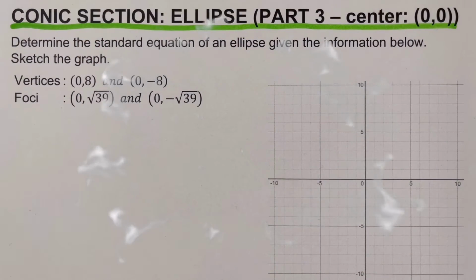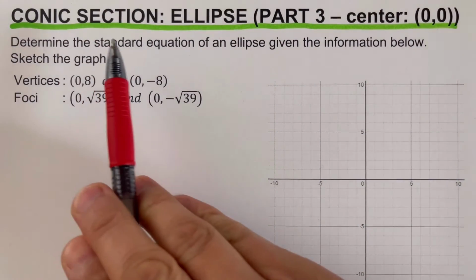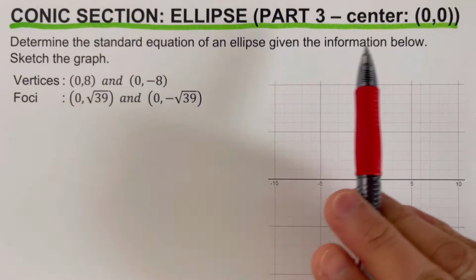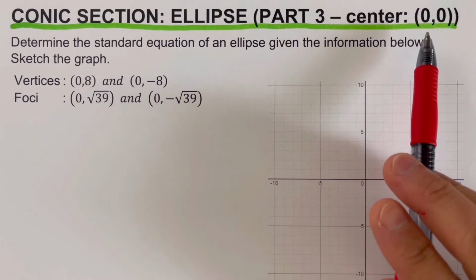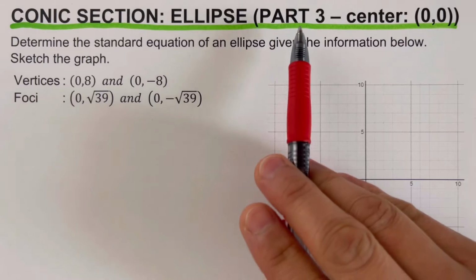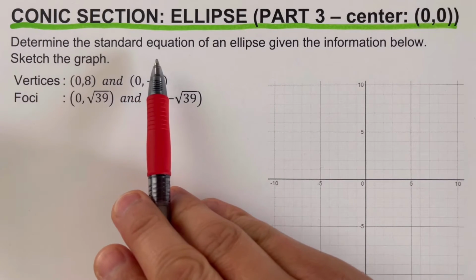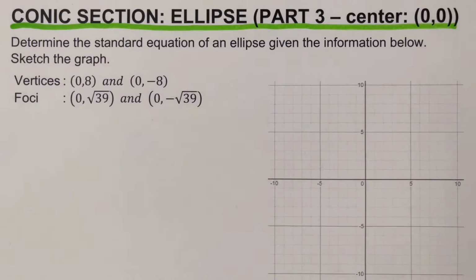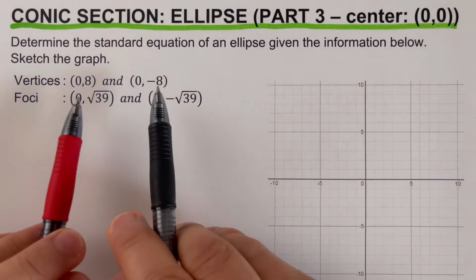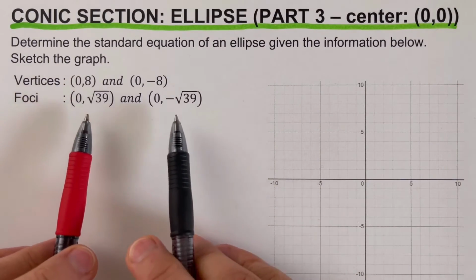Hello everyone. This video will focus on conic sections, specifically on ellipses with center at (0, 0), or at the point of origin. And this is the third part. In this part, we are supposed to determine the standard equation of an ellipse given the coordinates of the two vertices and the coordinates of the two foci.